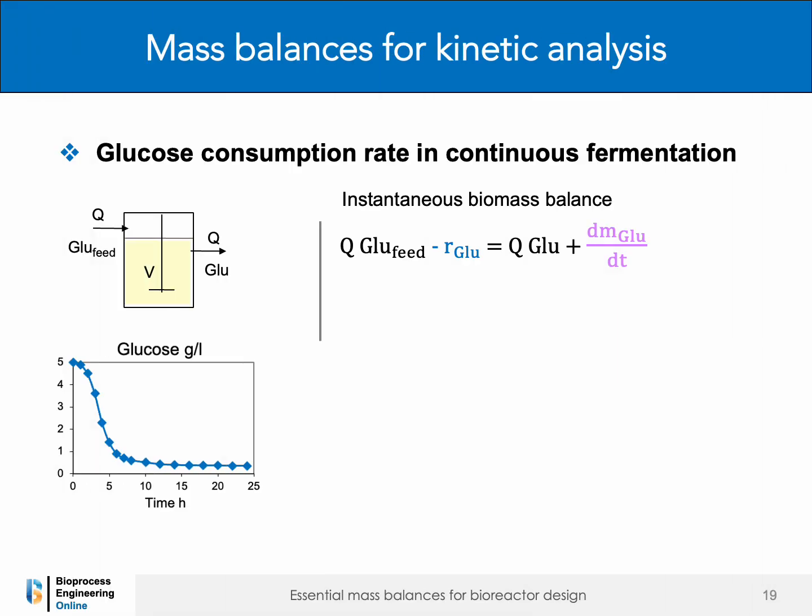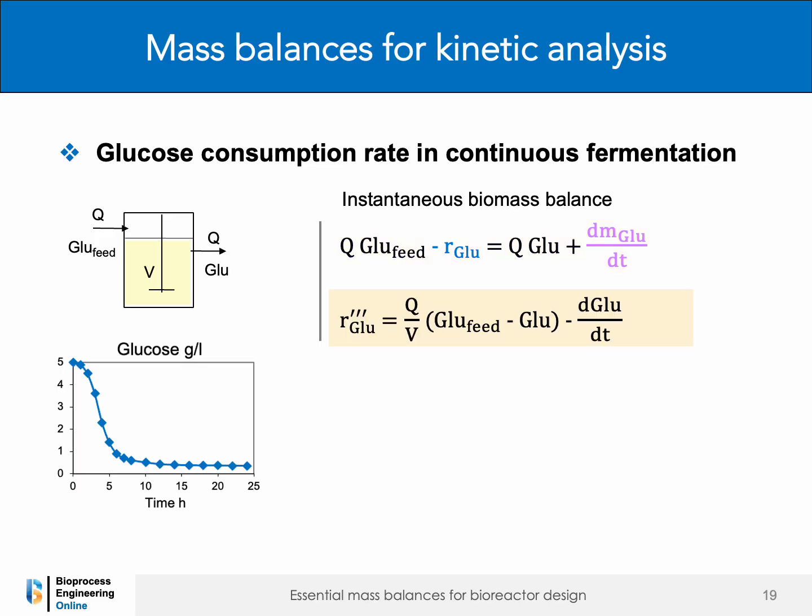Let's consider another example, the analysis of glucose consumption in a continuous fermentation. Experimentally, the glucose concentration GLU is measured over time as it decreases and eventually reaches a steady-state value. For glucose, the instantaneous mass balance on the continuous fermenter is written as Q GLU_feed minus R_GLU equals Q GLU plus dm_GLU over dt, where GLU_feed is the glucose concentration in the feed stream, GLU is the glucose concentration in the reactor and outlet stream, and Q is the volumetric flow rate.